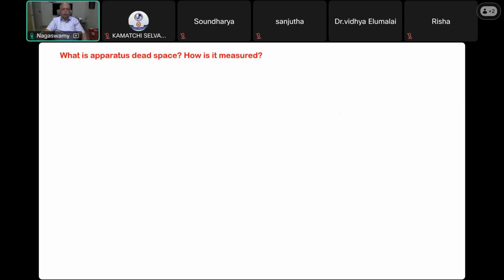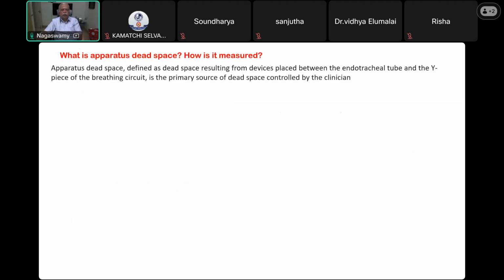It is measured at 2 points. One is at the point of entry of fresh gas flow or at the position of the expiratory valve. Okay. So apparatus dead space is defined as the space resulting from devices placed between the endotracheal tube and the Y-piece of the breathing circuit, and is the primary source of dead space controlled by the clinician. So we can control it. And it is measured at the level of the expiratory valve in afferent reservoir system.